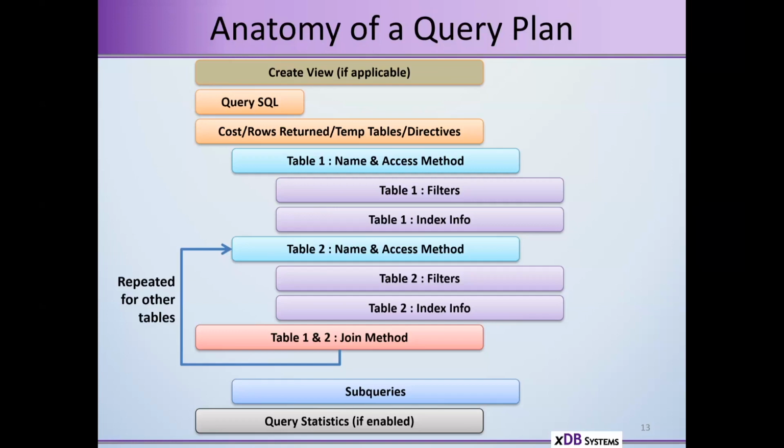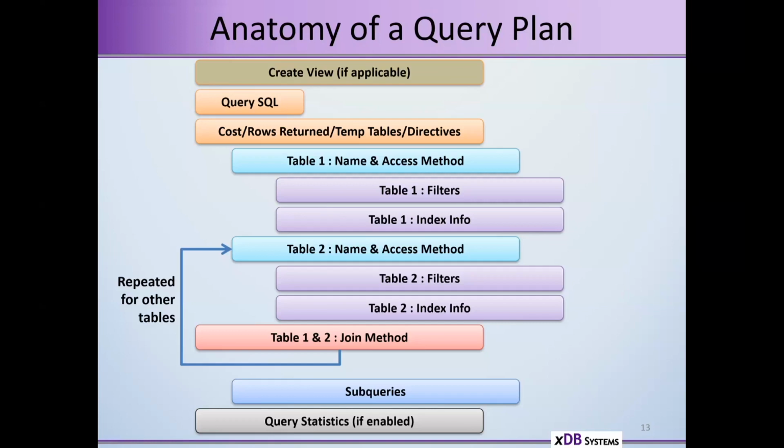After each pair of tables will be the join. So that will often be a nested loop join in many cases, and that will say, hey, I joined the results of table 1 and table 2 using this method. Now, if there's multiple tables, then you'll see that repeated. You see table 3 and then followed by the join method.